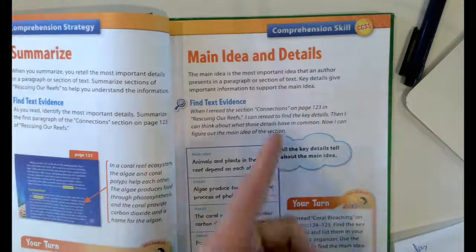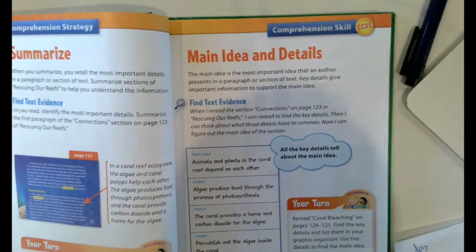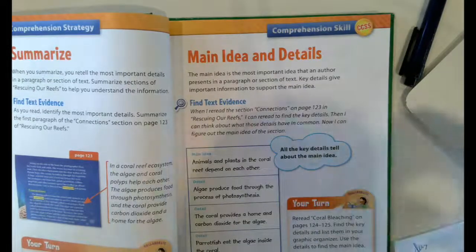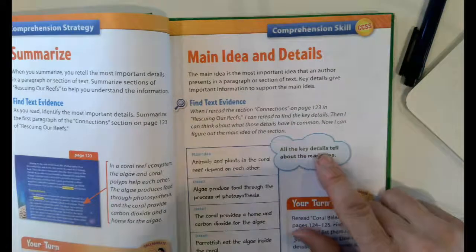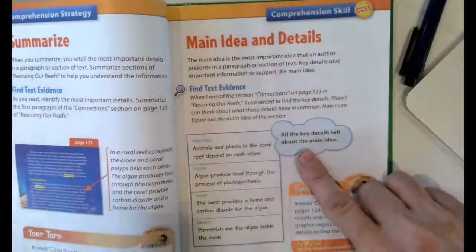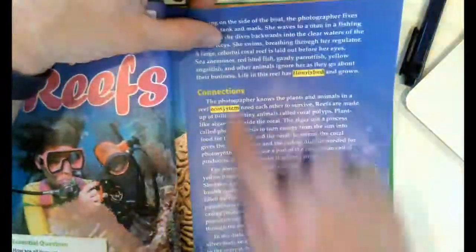When I reread this section, Connections, on page 123 in Rescuing Our Reefs, I can reread to find the key details. Then I can think about what those details have in common. Now I can figure out the main idea of the section. All the key details tell about the main idea. So this is just about page 123, Connections.